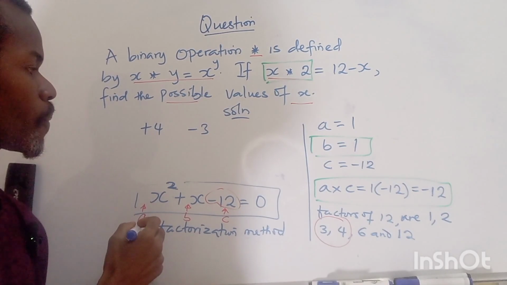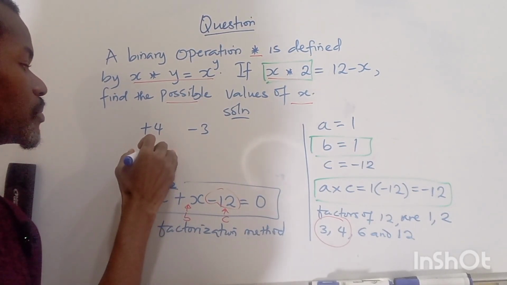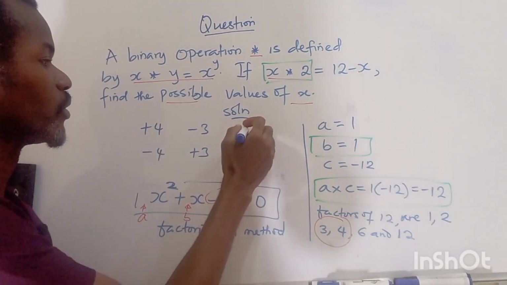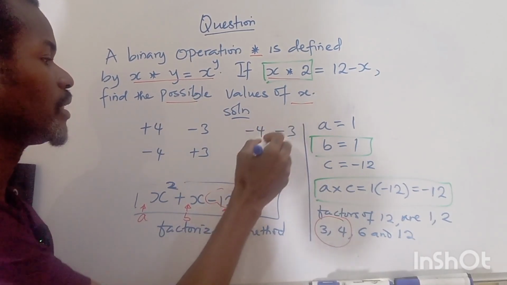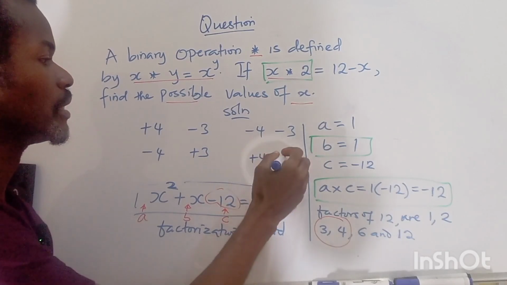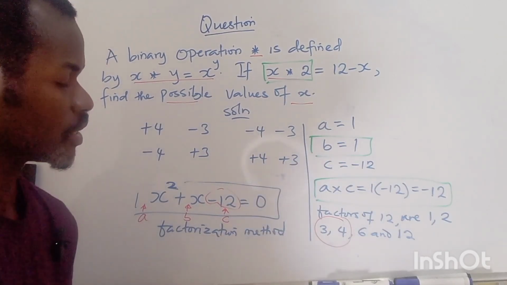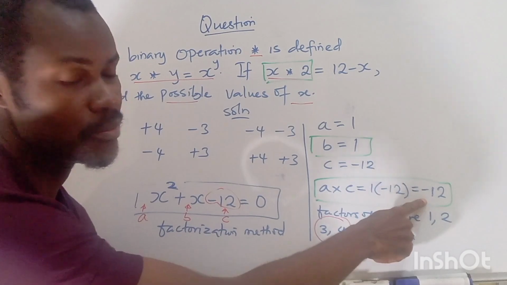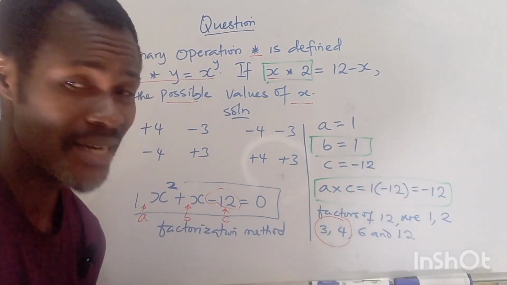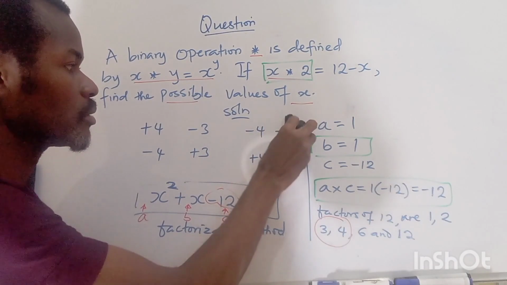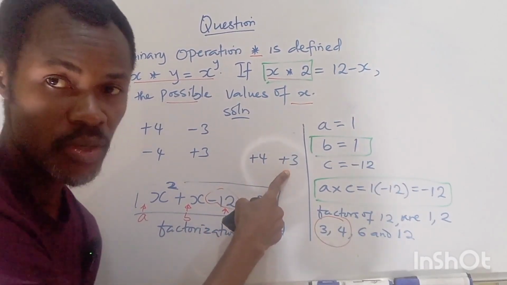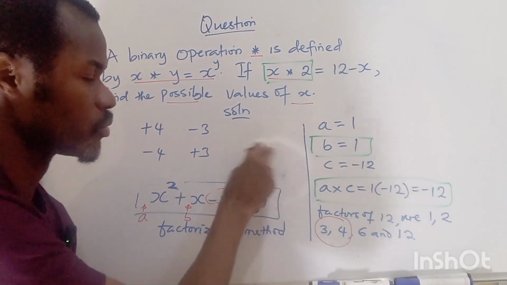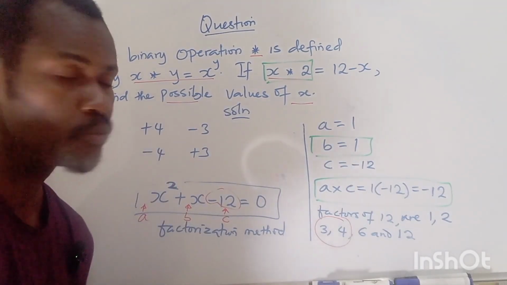Or are we going to say minus 4 and plus 3? Or are we going to say minus 4 minus 3? Or are we going to say plus 4 plus 3? Now, if I multiply these two, we are going to get what? Plus 12 and not minus 12. So this is already out. If I multiply these two, I'm also going to get what? Plus 12 and not minus 12. So this is out. Now let's check between these two.